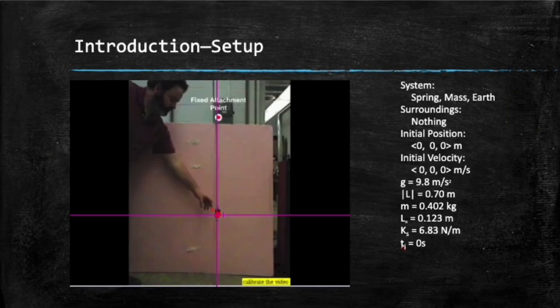Next up, we have our experimental setup. Our system consists of a spring, a mass, and the Earth. We assume an idealized environment for ease of our calculation. We set the initial position and velocity to 0 and use values such as the gravitational constant, spring constant, and other specific measurements for this computation. It's important to note that even though we assume an ideal system, there will be external factors such as air resistance that could slightly alter our results.